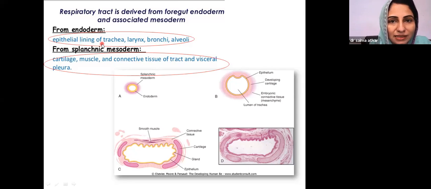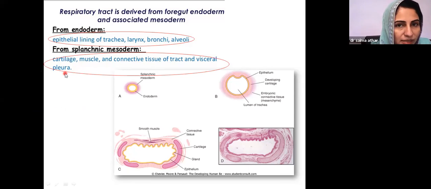So epithelial lining क्या है? Functional component, क्योंकि epithelium में ही glands होते हैं और epithelium ही gas exchange से related है. So that's why we say that functional component is derived from the endoderm. अच्छा, all layers? No, all layers are not, because cartilage, muscle, connective tissue, the visceral pleura, okay, these are derived from the splanchnic mesoderm. The parietal pleura is related to the somatic mesoderm, right, Zishan?